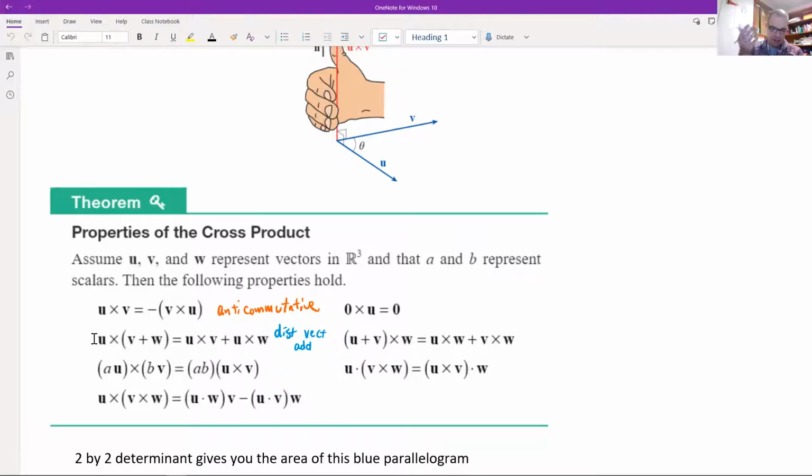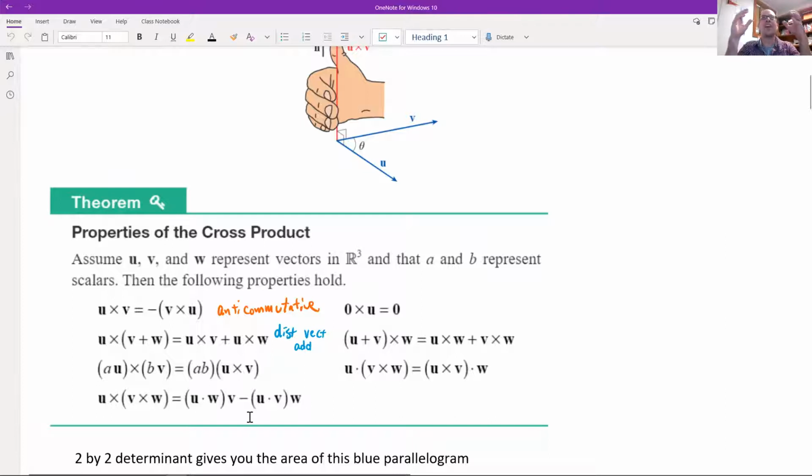This one just shows that scalars behave well. The next one is what happens when you take the cross product and then take the cross product again. This is a little bit crazier. Honestly, what I would do is probably just take the cross product between V and W and then do the cross product again. But this is a nice shortcut.